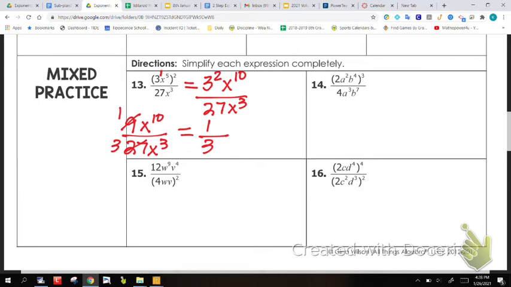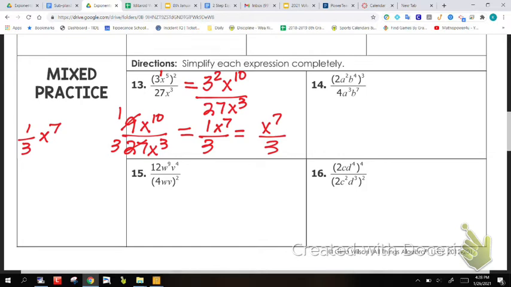X to the 10th divided by x to the 3rd is x to the 7th. So I could write this x to the 7th over 3. I could also write it 1/3 x to the 7th. Either way is fine. So again, it's the order that you do the rules is important. You cannot use the division rule first in this case because you have those parentheses with the power on the outside. So you got to do your order of operations and take care of that first.